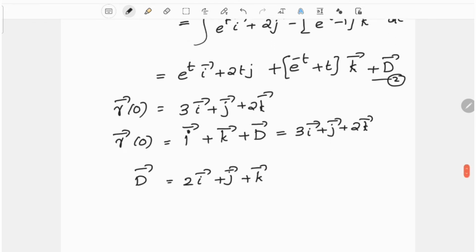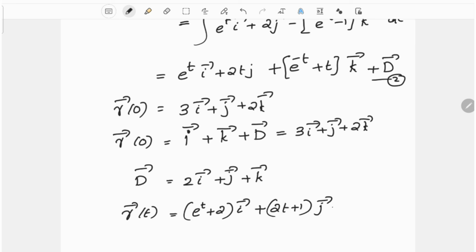And therefore vector r(t) is equal to (e^t + 2) i, where this 2 is taken from vector d, plus (2t + 1) j plus (e^(-t) + t + 1) k. We obtain the position vector and velocity vector of the given moving object. Thank you.